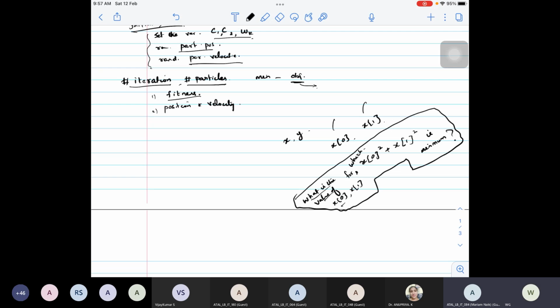What is the value of x of 0 and x of 1, for which x of 0 square plus x of 1 square is minimum?